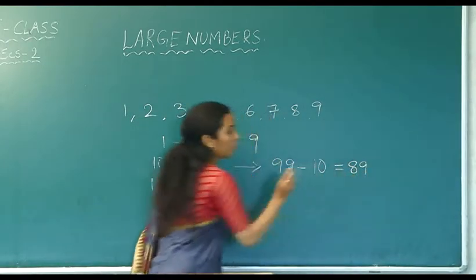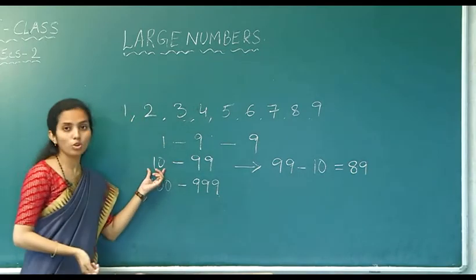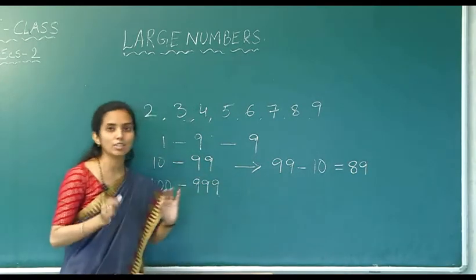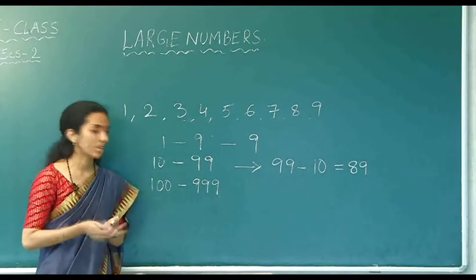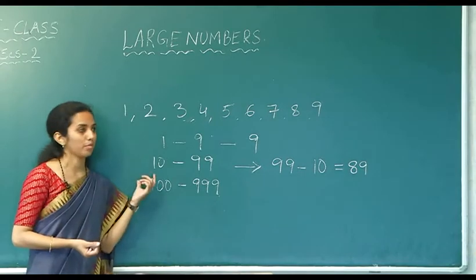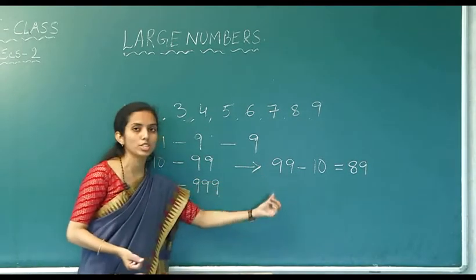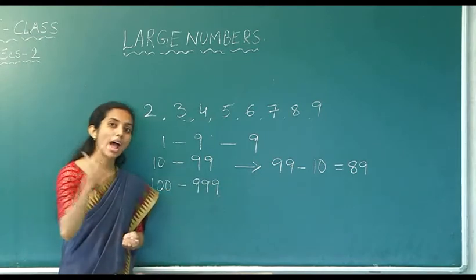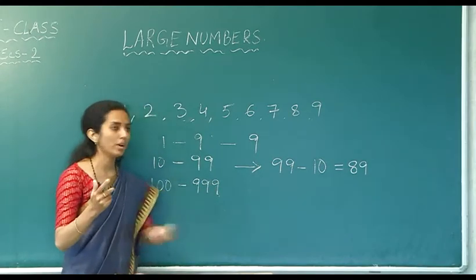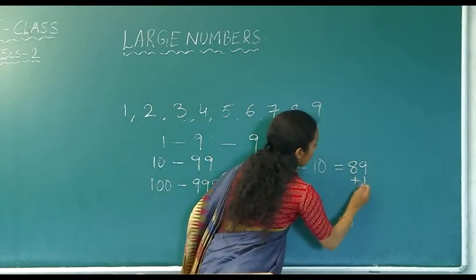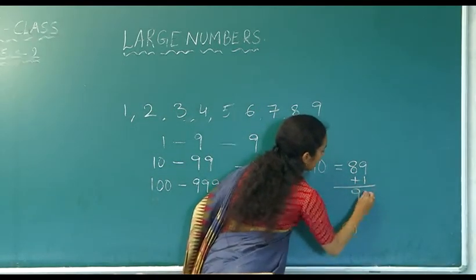But 10 is also a 2-digit number, right? But we are subtracting 10 digit from. We are not doing the subtraction from 9 only. The first 2-digit number is 10. But we are subtracting 2-digit numbers from 10. So what we have to do? We have to add one 2-digit number to the result, that is 89 plus 1, that is 90.